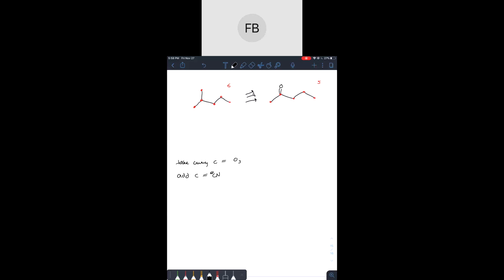So we can just start from here and make a double bond. What do you want to do? How can we create that double bond to do ozonolysis?